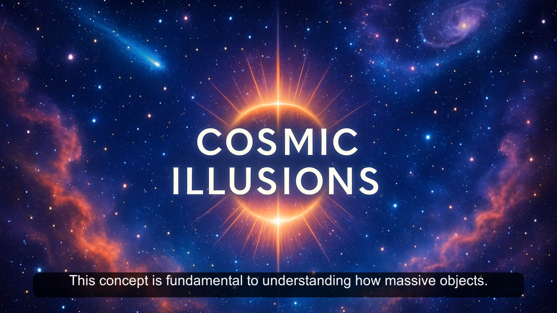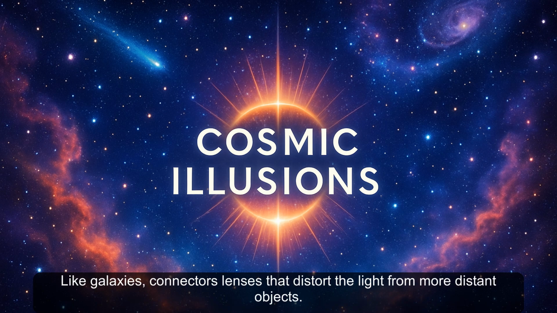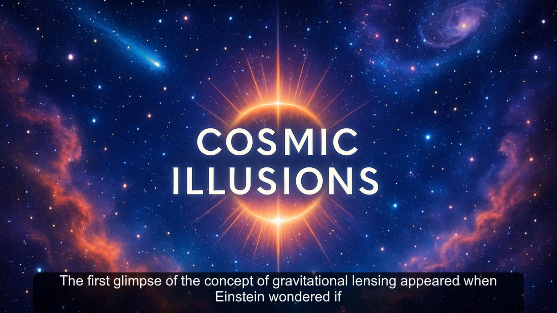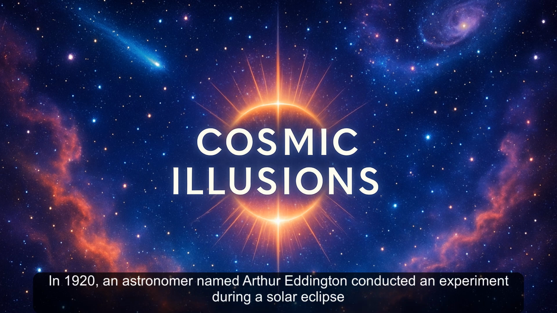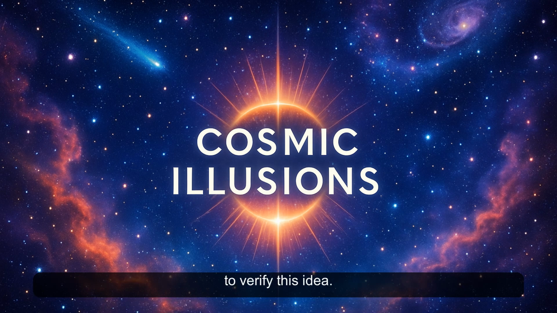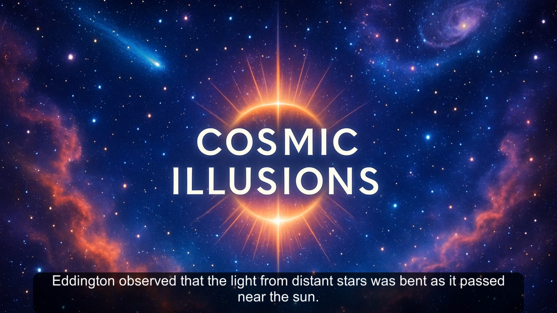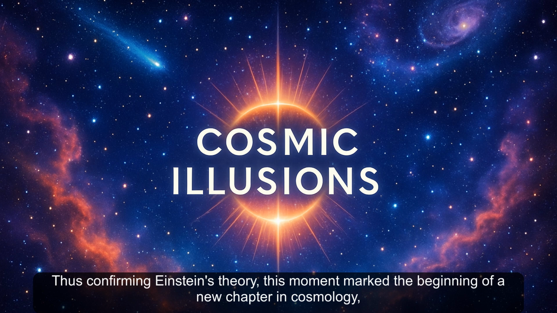This concept is fundamental to understanding how massive objects, like galaxies, can act as lenses that distort the light from more distant objects. The first glimpse of the concept of gravitational lensing appeared when Einstein wondered if the light from stars could be influenced by gravity. In 1920, an astronomer named Arthur Eddington conducted an experiment during a solar eclipse to verify this idea. Eddington observed that the light from distant stars was bent as it passed near the sun, thus confirming Einstein's theory.